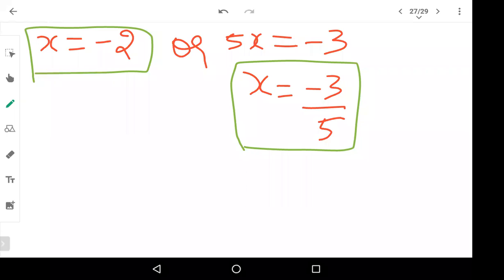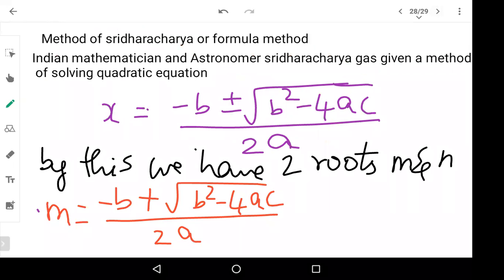Yes, correct, Bharat. Minus 2 and minus 3 by 5. Great. Okay. Now, this was the factorization method. Now, let us learn the formula method. Now, we are going to learn the formula method.